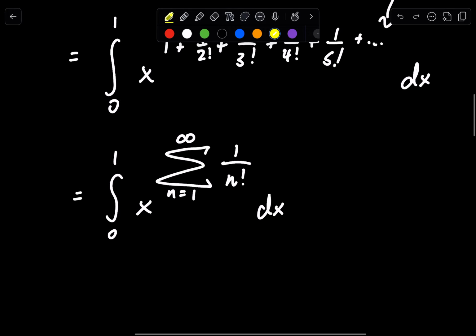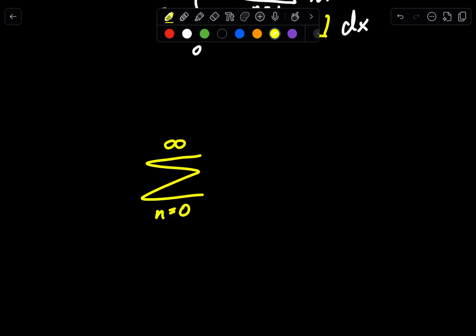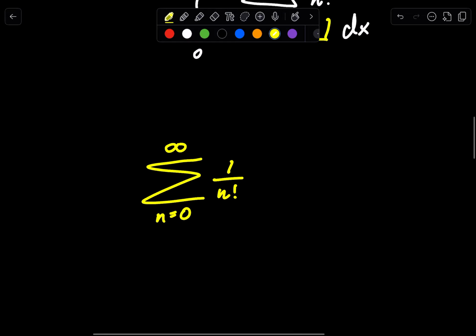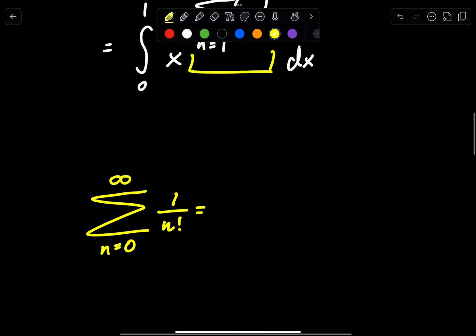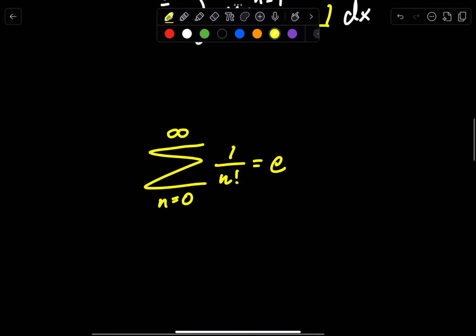Now, if you recognize this and you've taken calculus 2 before, you'll know that this is a very, very special series, and you'll see why. Because in calculus, we're often taught that the summation from n equals 0, not 1, n equals 0, of 1 over n factorial is equal to a brilliant number by the name of e, just like that, e. That is right. That is Euler's number.